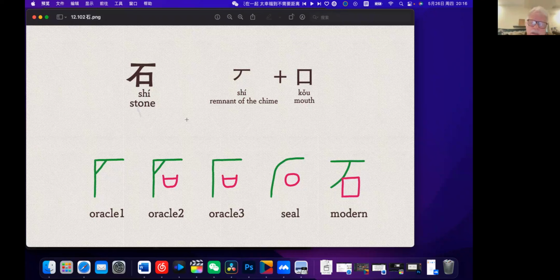Then it got changed to the modern form. And we have a modern rock.